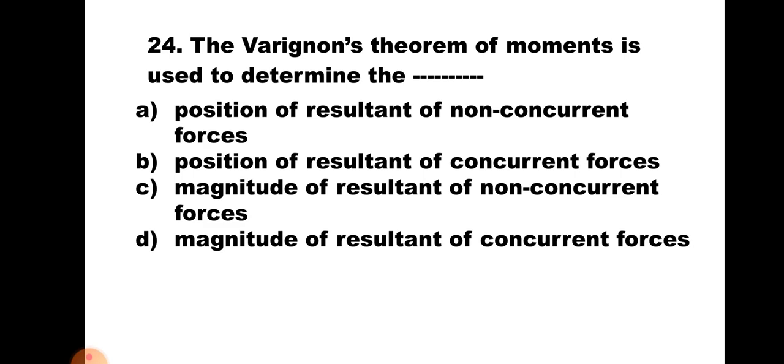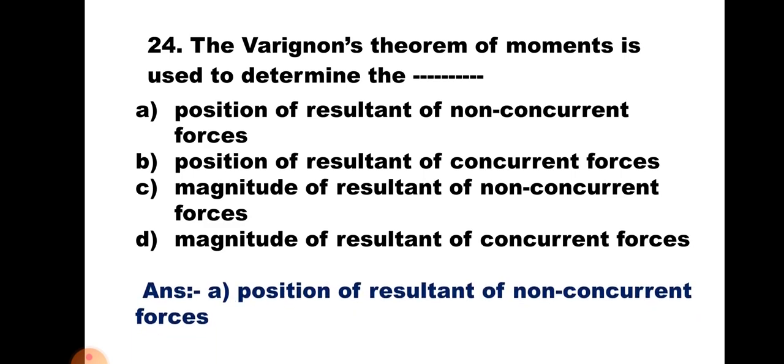Question number 24. Varignon's theorem of moments is used to determine: A, position of resultant of non-concurrent forces; B, position of resultant of concurrent forces; C, magnitude of resultant of non-concurrent forces; D, magnitude of resultant of concurrent forces. Now we know that in case of non-concurrent forces, an additional job is to find out the position of that resultant, which we can find out using Varignon's theorem of moments. Hence, the correct answer is A, position of resultant of non-concurrent forces.